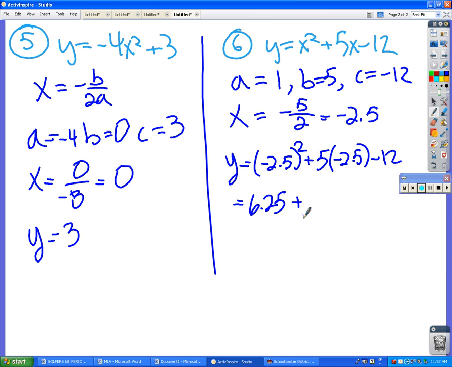Most of your calculators are fancy enough that you should be able to just type this in exactly as I have it written and get the right answer. Then this is going to be negative 12.5 minus 12. So altogether, what do you get from that? Negative 18.25? Okay. So that is kind of an ugly answer, but like I said, you're big kids. You can handle it. So the x-coordinate of the vertex is negative 2.5.